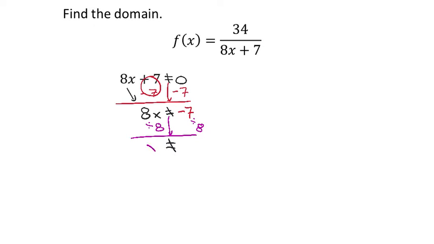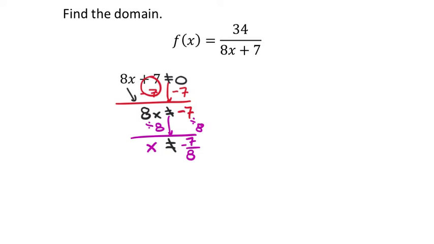So that would make 1x. I'm going to make it a phantom 1x, but negative 7 divided by 8, I'm just going to make it the fraction negative 7/8 right there. So as long as x is not negative 7/8, then we're in good shape on this one. But again, how do we exclude that from the domain?